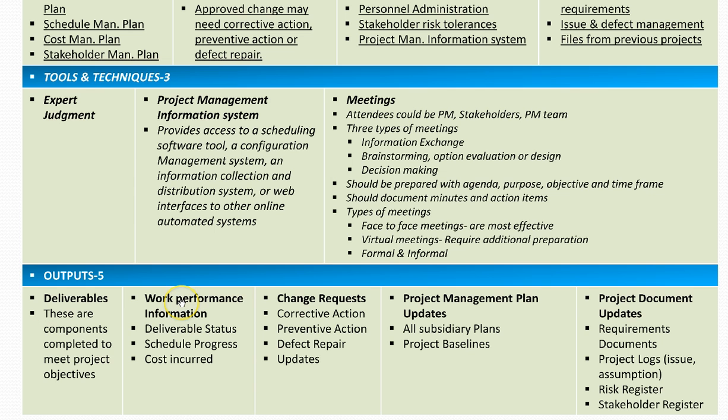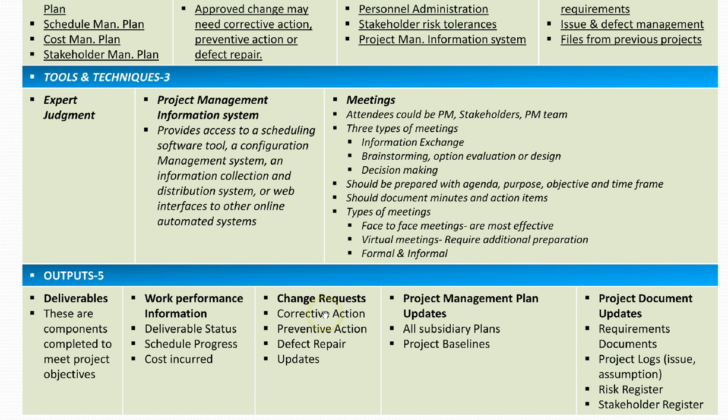What is work performance information? It shows the status of these deliverables. It shows the progress of the schedule. Are we behind schedule? Are we ahead of schedule? It shows the cost incurred, for the particular deliverables, or how much the project has cost so far. So all that work performance information is given to the stakeholders, so they are updated on how the project is proceeding.